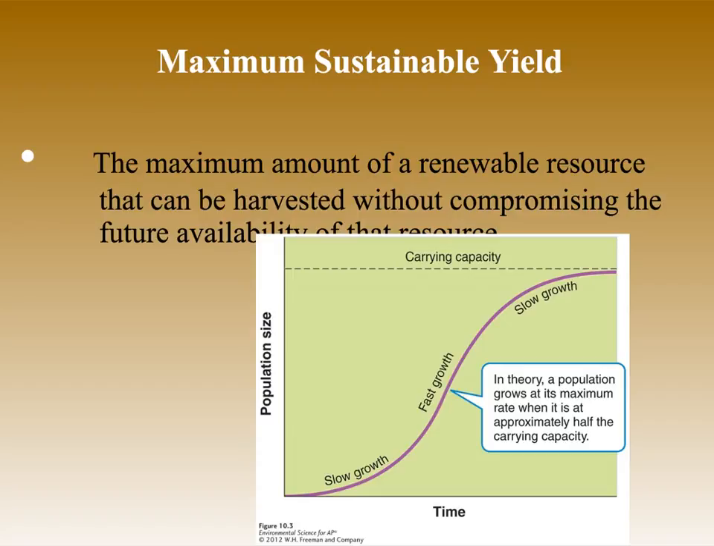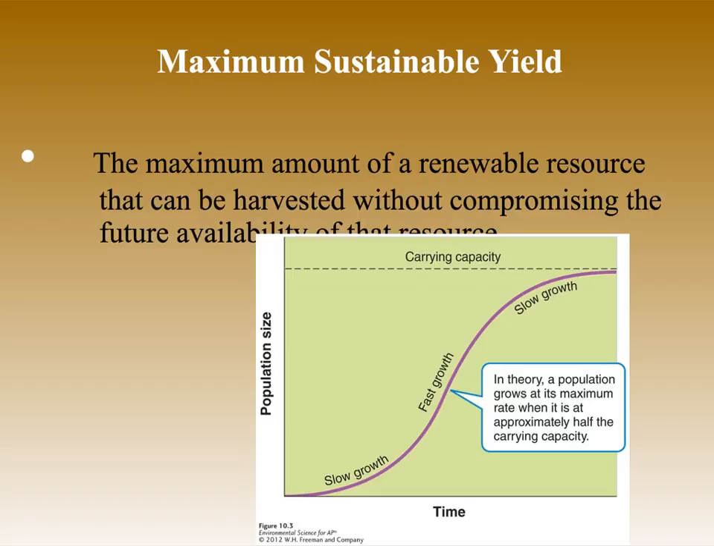Maximum sustainable yield. The maximum amount of a renewable resource that can be harvested without compromising the future availability of that resource. So here we have another of our S-curves that you studied in the last chapter. We had slow growth, then it goes up to fast growth, and then slow growth again. If you look at the bullet point here, in theory, a population grows at its maximum rate when it is at approximately half its carrying capacity. Up at the top, we have that carrying capacity line. You don't ever want to go past that carrying capacity line because that's when you're overextending and have negative externalities. So you always want to stay underneath that.